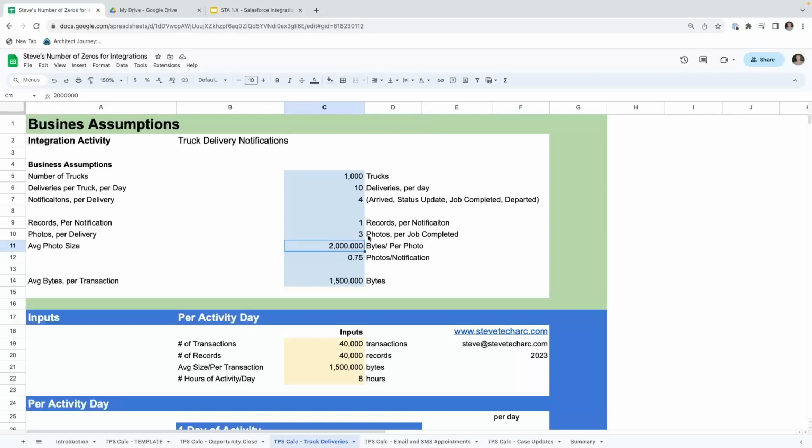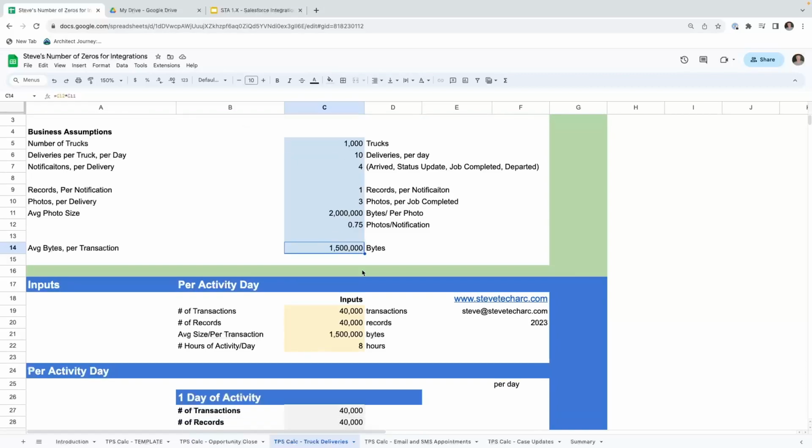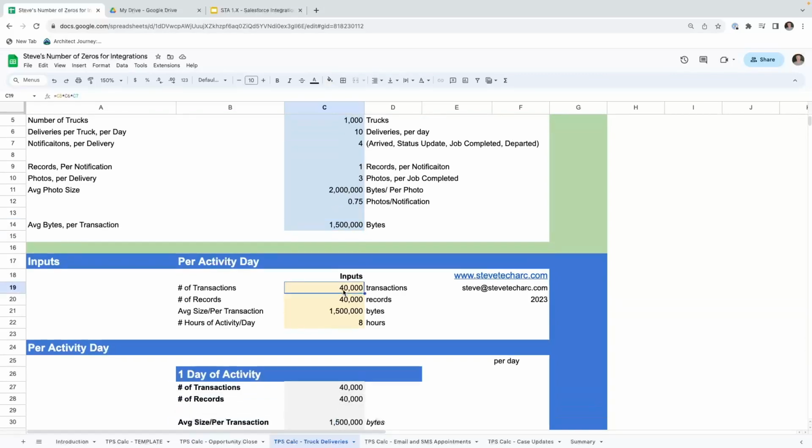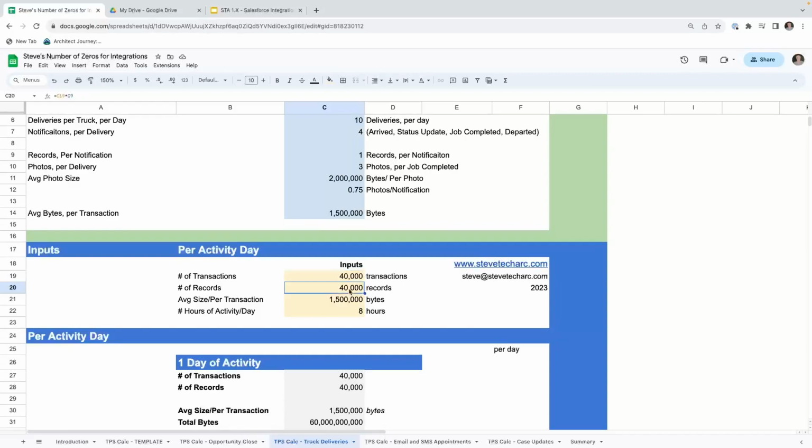And so what we're going to do is take the 3 photos, but this is only on the job completed, which is 1 out of the 4 activity notifications. So I'm taking the 3 divided by 4 is the total number of photos per notification. And this will then come up with an average of 1.5 megs per transaction. Now, this can compute that we're at 40,000 transactions per day, 40,000 records per day, because it was 1 record per notification, the number of bytes.